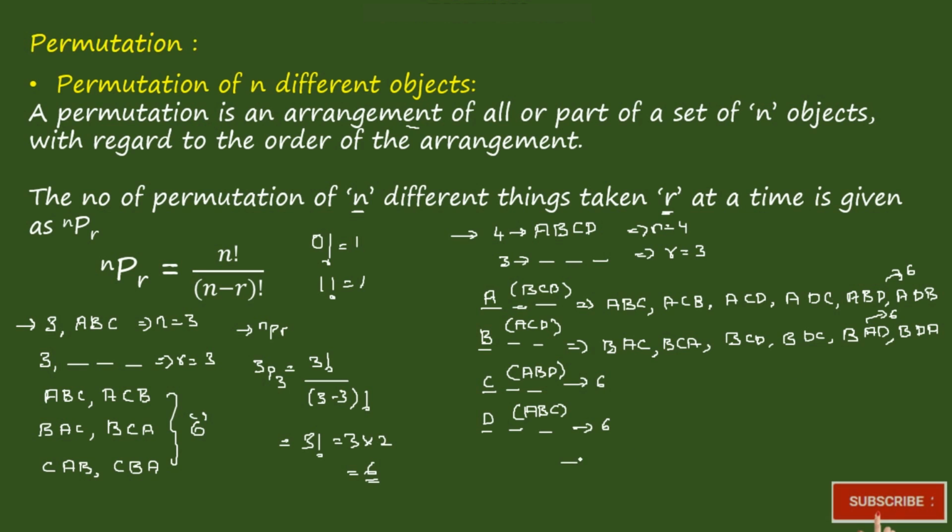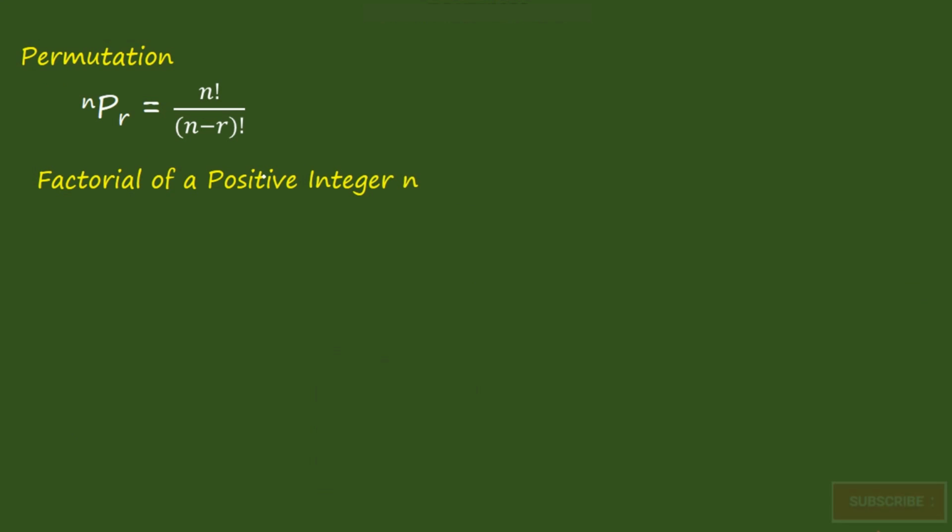So in total, you get 6 plus 6 plus 6 plus 6, which is equal to 24. But this is a long method, so we use a shortcut method using the permutation formula. This is given as 4P3, which is equal to 4 factorial divided by (4 minus 3) factorial, which is equal to 4 into 3 into 2 into 1 by 1, which is equal to 24. We know the permutation formula: nPr is equal to n factorial divided by (n minus r) factorial.